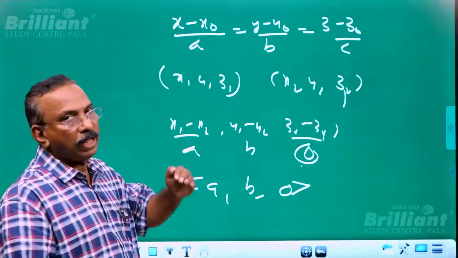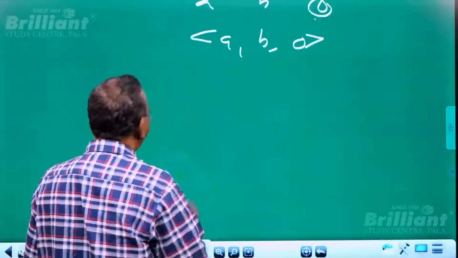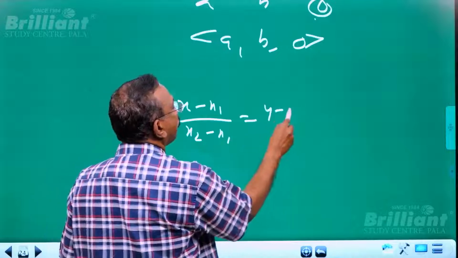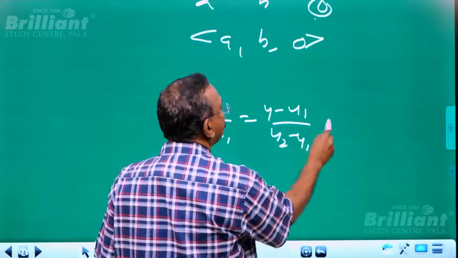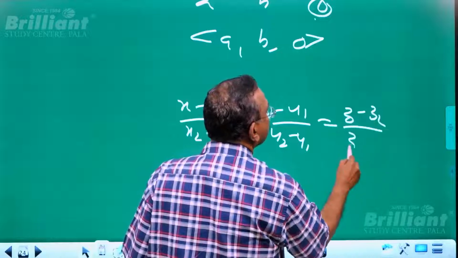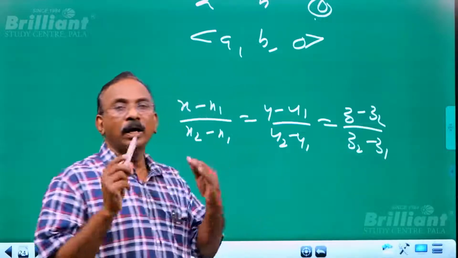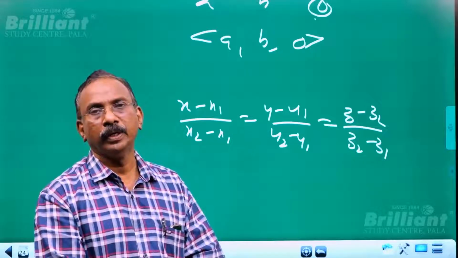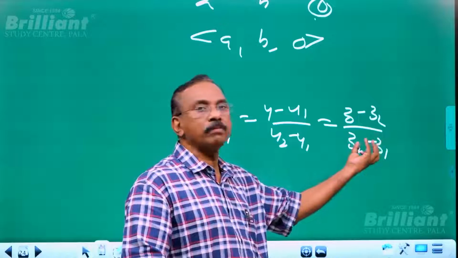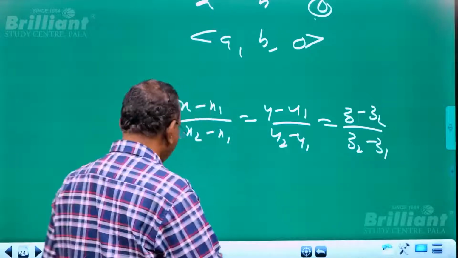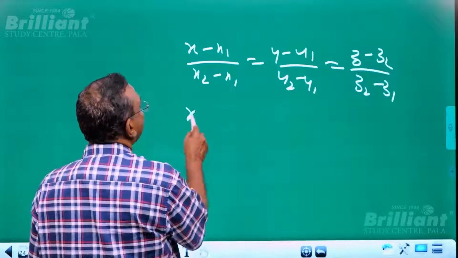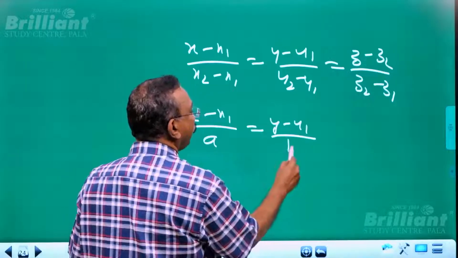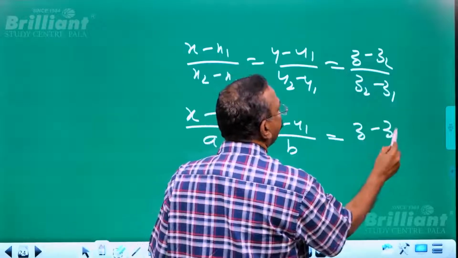So when you are writing the equation of a line, it looks like (x minus x1) by (x2 minus x1) is equal to (y minus y1) by (y2 minus y1) is equal to (z minus z1) by (z2 minus z1). If it is only on the xy plane, the z coordinate will always be the same. That means these two are equal, so this becomes 0. In such a situation, we can write the equation like this: (x minus x1) divided by some constant A is equal to (y minus y1) by some constant B, and (z minus z1) divided by another constant, 0.